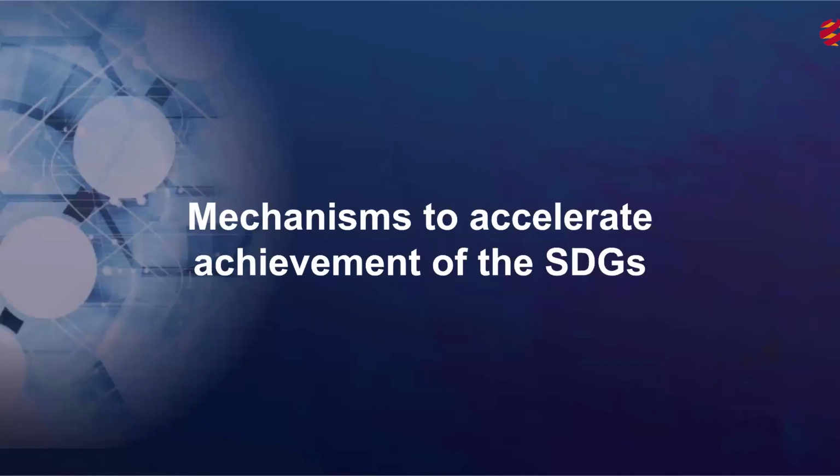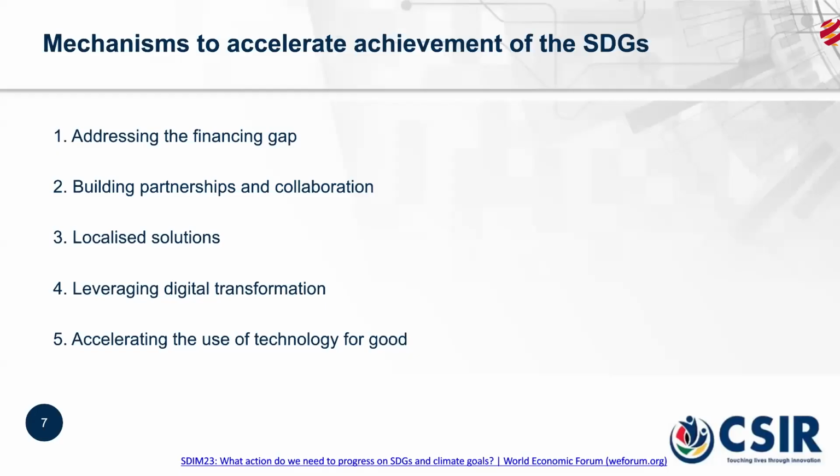So then comes the burning question: how are we going to accelerate achievement of these SDGs? The World Economic Forum has recognized that one of the main ways is by increasing finance. So the idea here is to increase concessional finance, to increase investment around the SDGs. There's also talk around building partnerships and collaboration, which is quite key. And I'll give a few examples in a little while around how partnerships and collaboration are coming into play and why it's so significant.